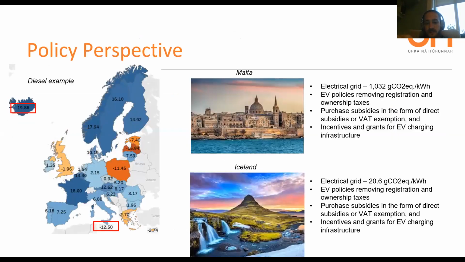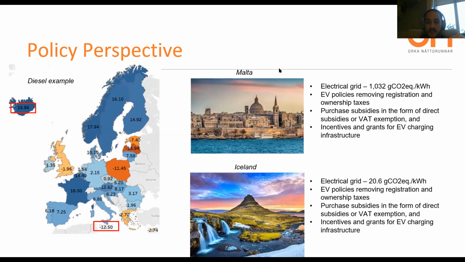So then from a policy perspective, why is this important? This is the value of what LCA work can be and what it has done. For the diesel example we were just talking about, this is the final greenhouse gas emissions. An EV in Iceland would save you 20 tons of emissions within this example, compared to a diesel counterpart, whereas in Malta, EVs would actually lead to 12.5 more tons than the comparable counterpart.